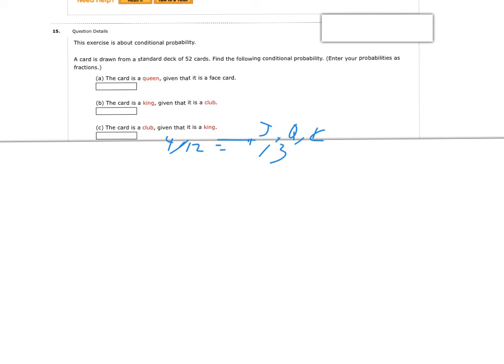You can kind of see it with just our face cards there that it would have been 1 out of those 3 anyway. Okay, so then next up, the card is a king given that it's a club. The clubs are just one of the suits. We have 13 in each suit. And then only one of those is a king. So that's 1 out of 13.